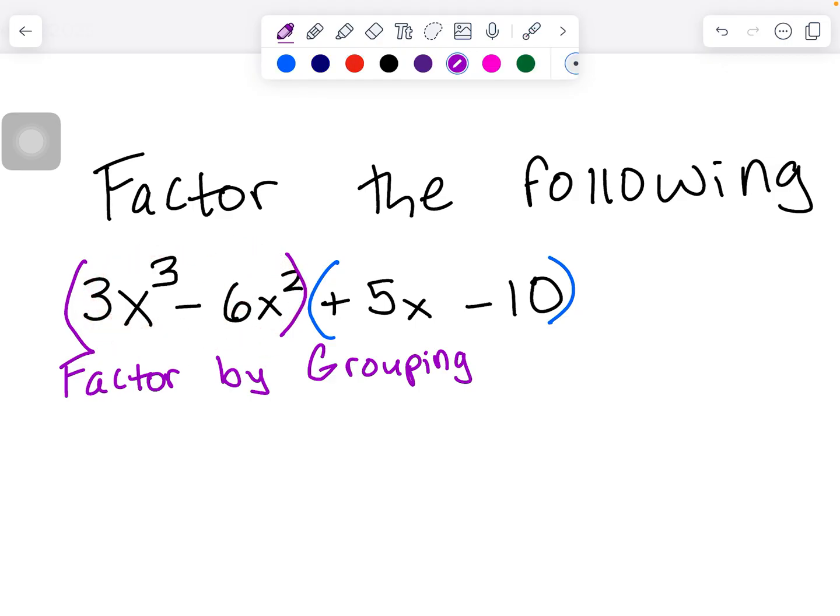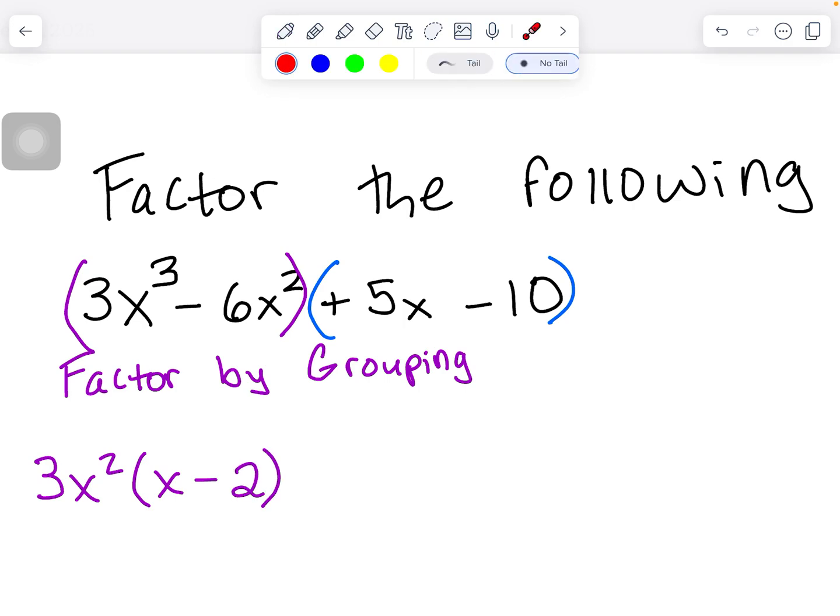I notice that I have an x squared and an x cubed. That means I can take out an x squared from both of those. And I also notice that both of those numbers are also divisible by 3. So I'm going to take out a 3x squared. And I'm left with just a single x because I took away 2 of my 3 x's here. I took away both of my x's on my second term, so I have no x's left, and then 6 divided by 3 is 2. So I'm left with x minus 2, okay?